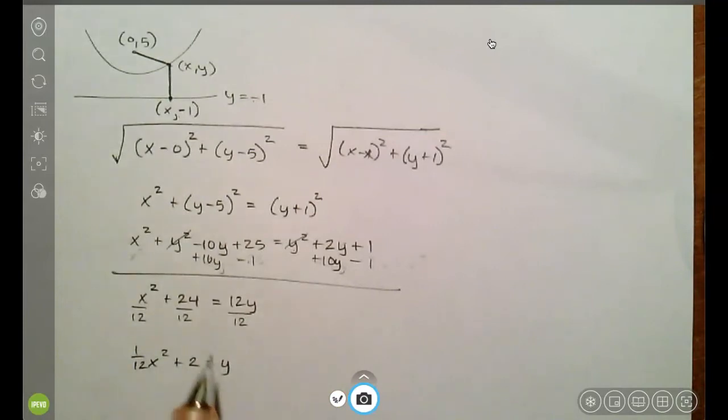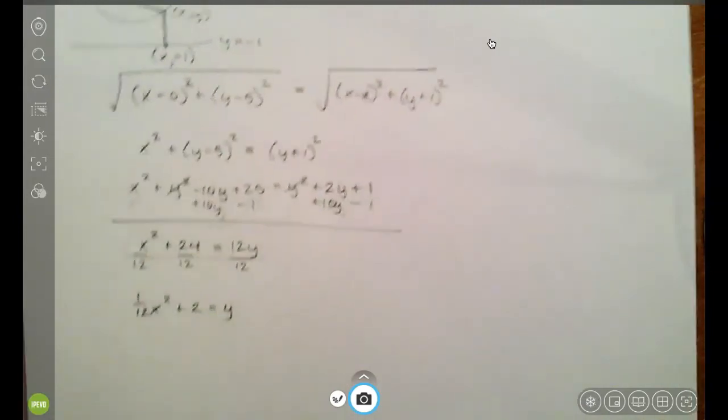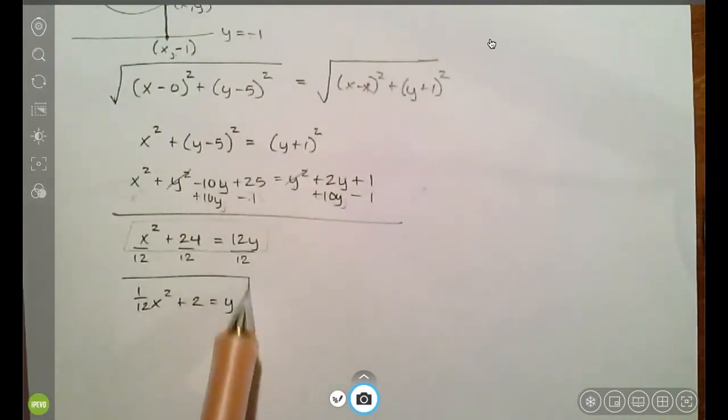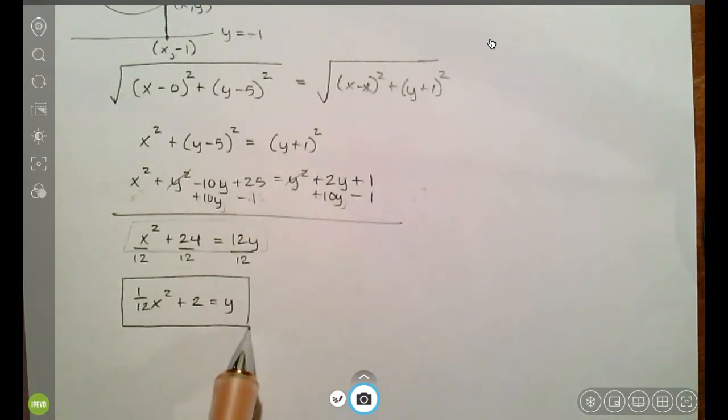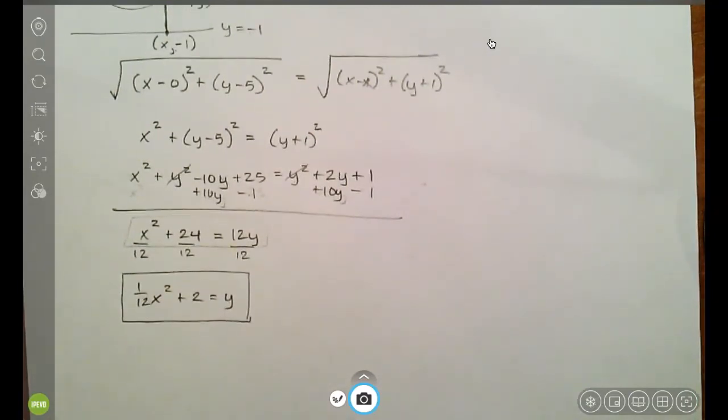So what that gets me actually is this piece right here. So that gets me to here. So I should get x squared plus 24 equals 12y. And then you can go ahead and divide everything on both sides by 12, and you end up here as your final answer. So it's not the nicest looking thing in the world, but that's what you get.